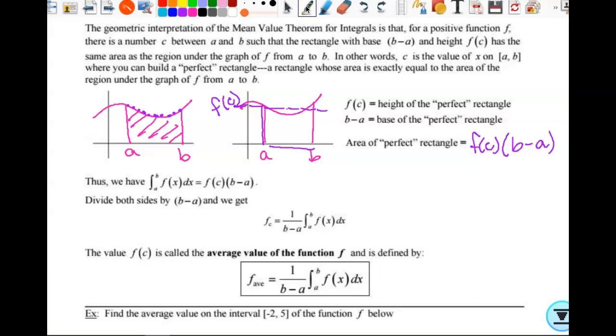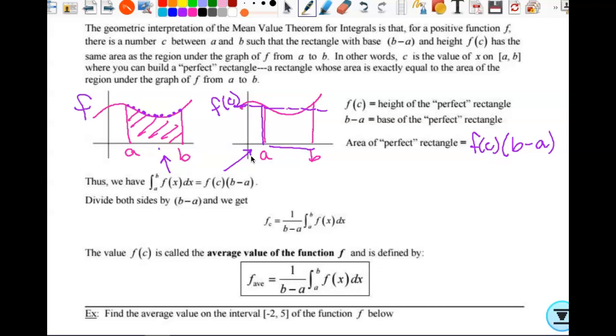Okay, so then we have this. This is my f function. If I integrate f from A to B, that gives me this area right here. That's equal to the area of this perfect rectangle over here, f of c times b minus a. That make sense to you?